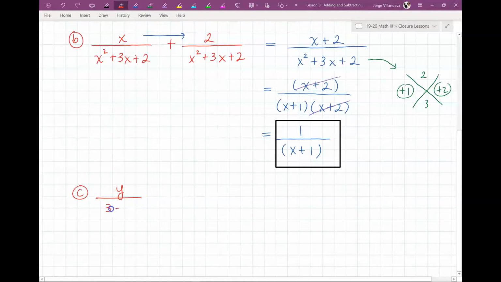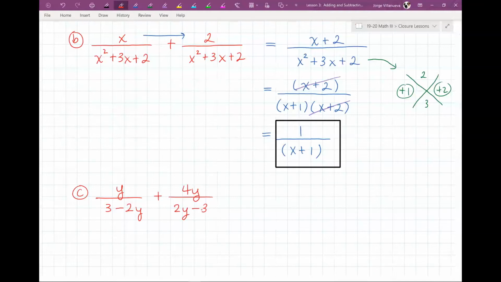Now, for this last one of adding and subtracting, let me give you this problem here. y over 3 minus 2y plus 4y over 2y minus 3. Now you'll notice so far I haven't given you any subtraction problems, but the truth of the matter is part C is actually a subtraction problem, but you're going to see how it's going to happen.